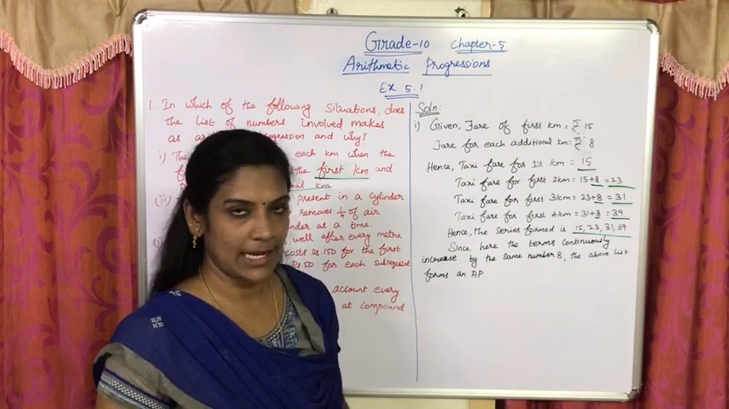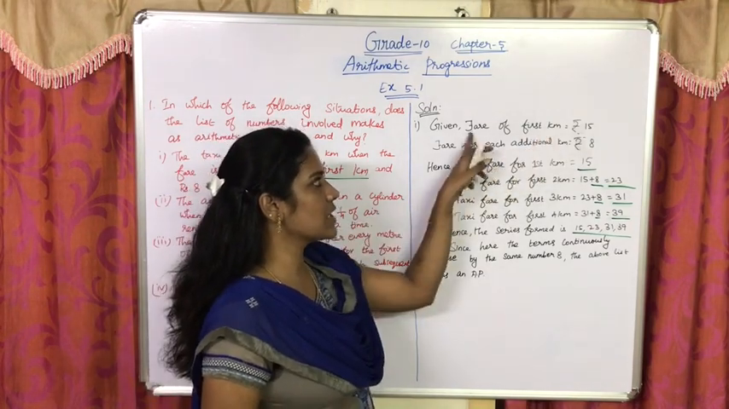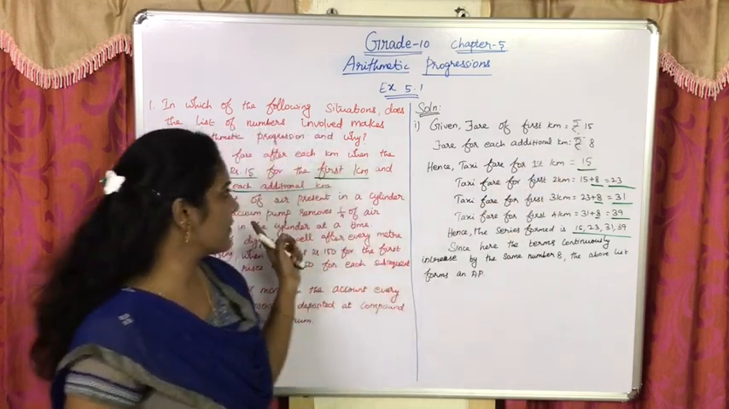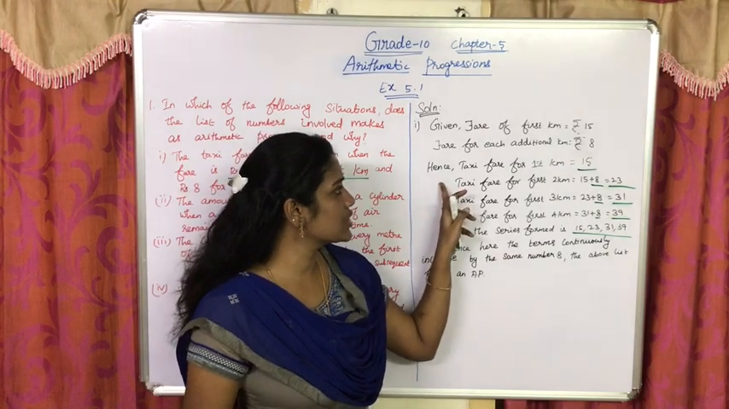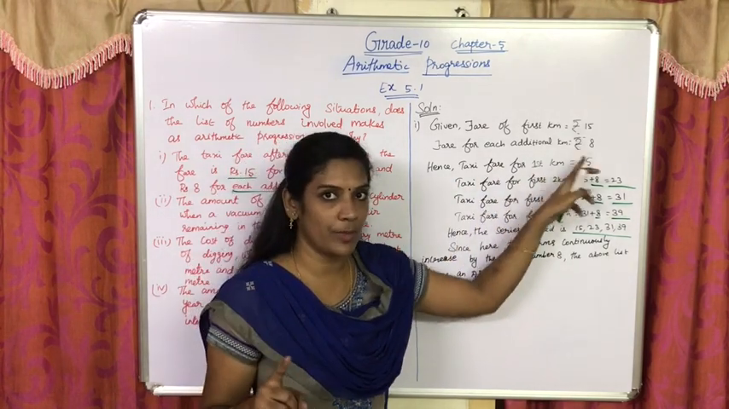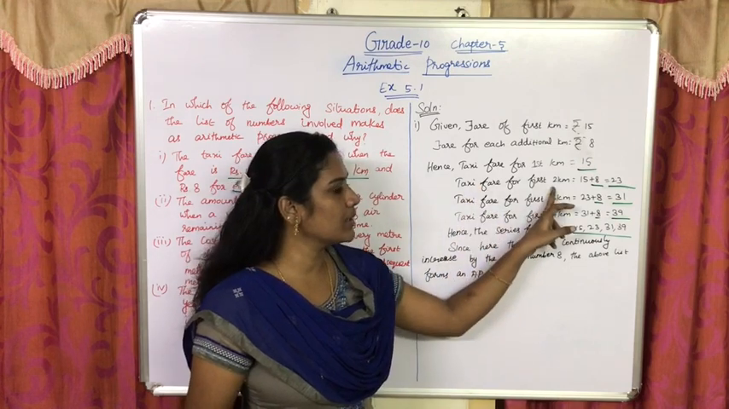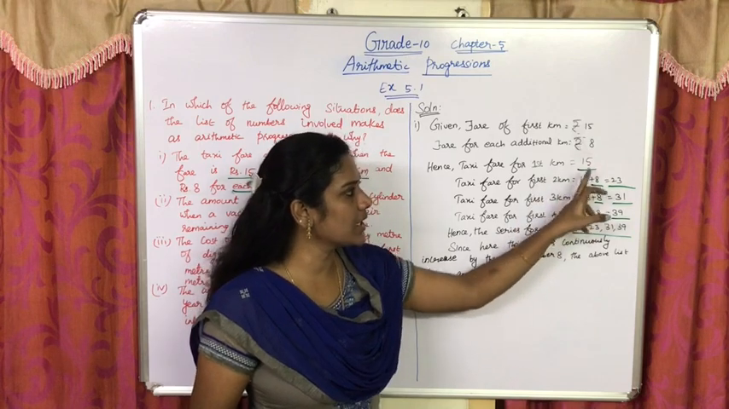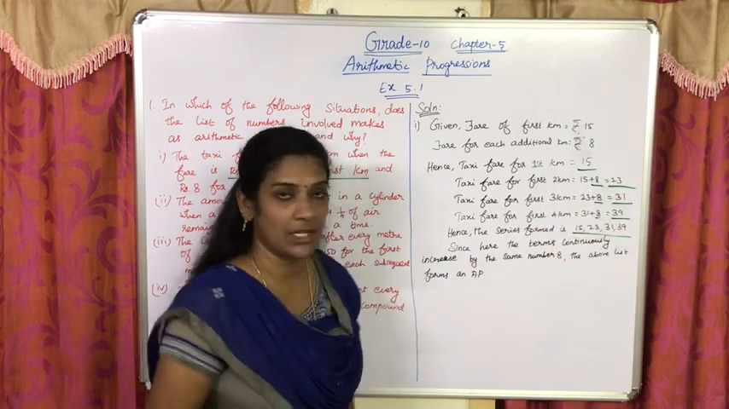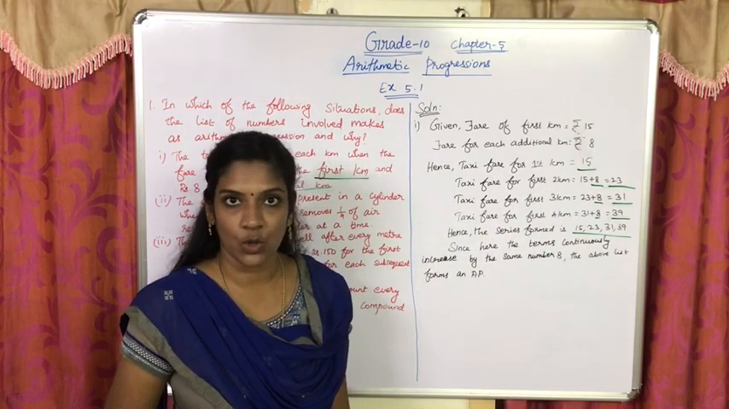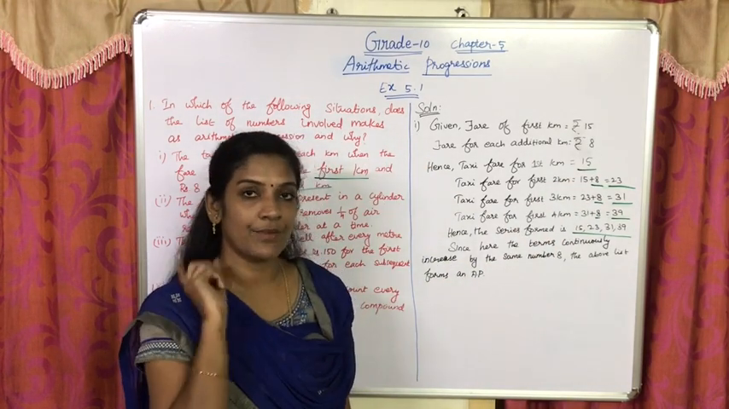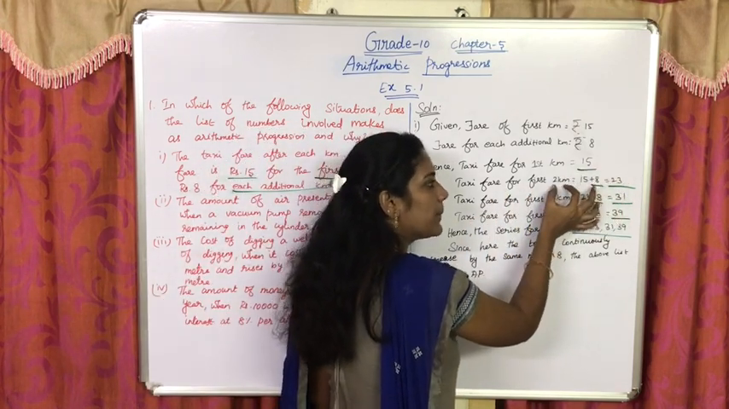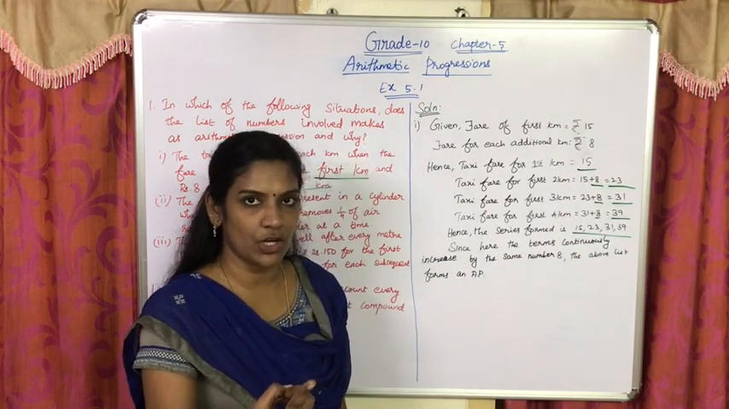Is it clear? Once again I will explain. It is given that for the first kilometer I need to pay ₹15, and for each additional kilometer I need to pay 8. That is given in the question. Here, what solution did I find? Hence taxi fare for the first kilometer is ₹15. For the second kilometer, additionally I need to pay 8. So for the first 2 kilometers it is 15 plus 8 equal to 23. Here you should not write second kilometer, because for the second kilometer only I am paying ₹8.